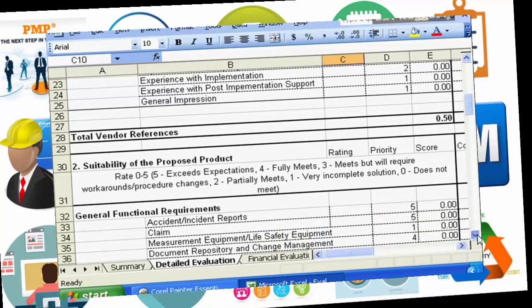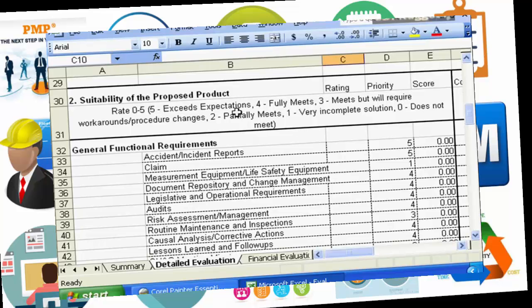Now we're coming down for suitability of proposed product. Again, we have our ranking scale 0 through 5. 5 exceeds expectations, 4 fully meets, 3 meets but will require workarounds or procedural changes, 2 partially meets, 1 is a very incomplete solution, and 0 does not meet at all.